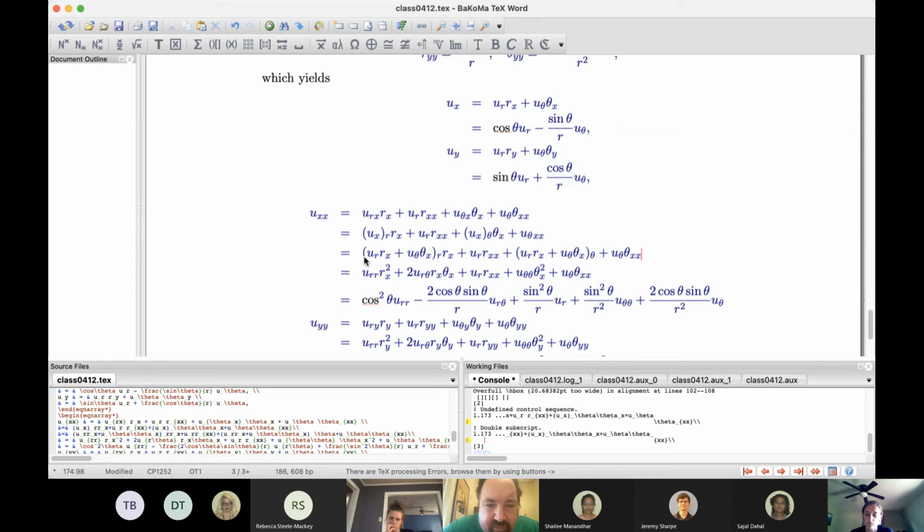So now, if I take a derivative of all of this with respect to r, here I need product rule, so I give u_rr, and then I have r_x, and then r_x again, so I have r_x squared. And then here I'll have u_theta_r, which is the same as u_r_theta, r_x times theta_x, so we get it here. And I'm going to get that same term from over here, u_r_theta.